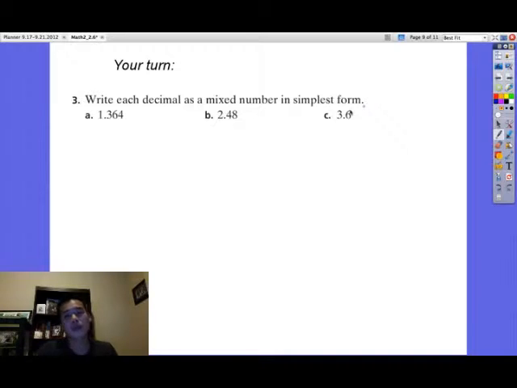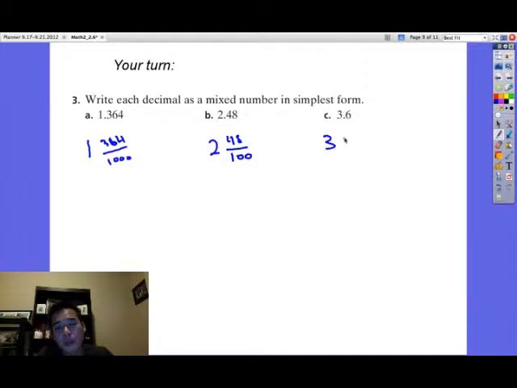Okay, so write each decimal as a mixed number in simplest form. Again, leave the 1 alone because that's the whole. For 364, the 4 is in the thousands, so you put that over 1,000. You reduce that down. For 2.48, this one's not thousands, it's tens and hundreds, so you just put that over 100. And 3.6 is over 10. You can reduce each down. You can find a common denominator or common multiple between both of them. You can go with 2 and just keep breaking it down until you can't go anymore.